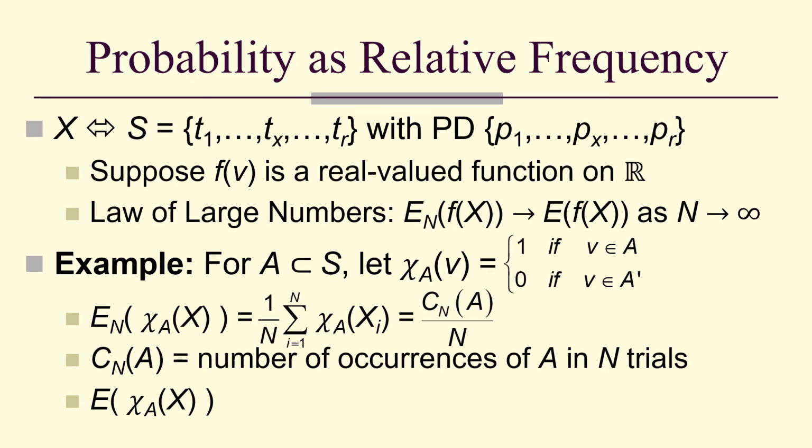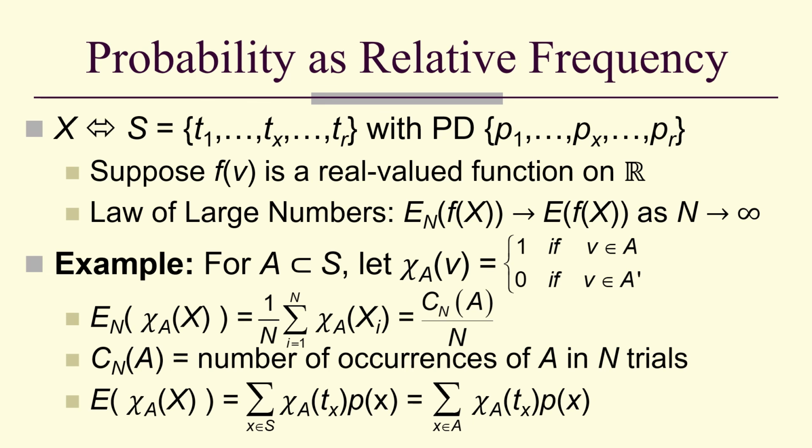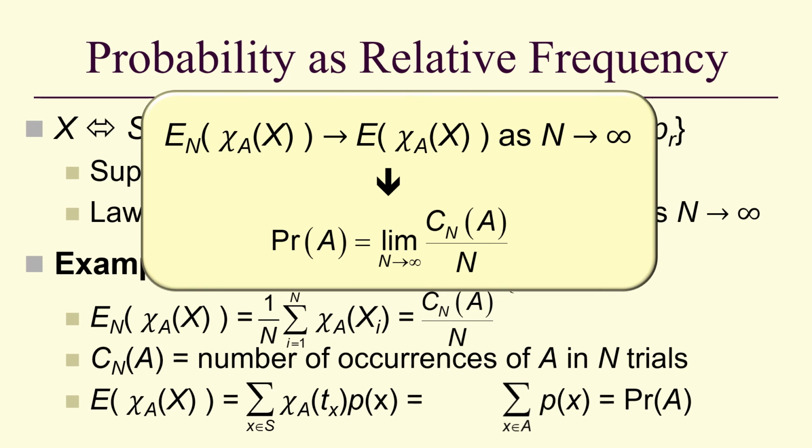The theoretical expected value of chi sub A of x is the sum over x in S of chi sub A of x times p of x. But chi sub A is 0 if we're not in A, so it reduces to this sum. And chi sub A of x is 1 when we're in A, so we end up with the definition of the probability of A. In other words, the law of large numbers says that the probability of A is the limit as n goes to infinity of the relative frequency.